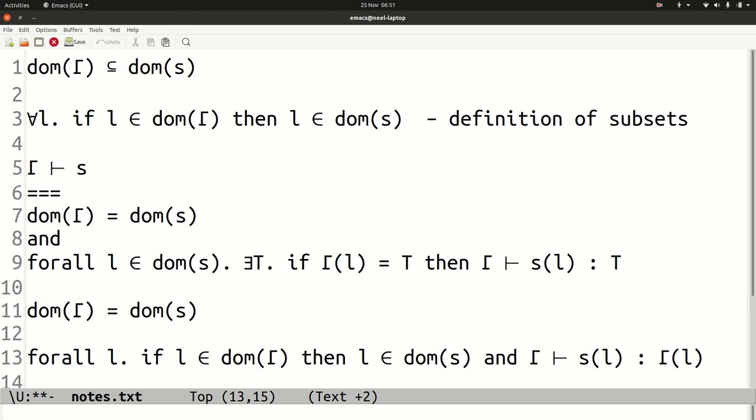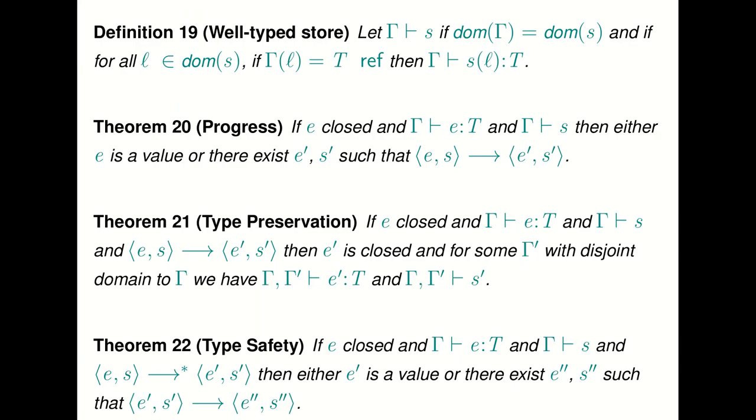And so now this condition on line 3, if L is in the domain of gamma, then L is in the domain of S, that holds automatically. And additionally, we're saying that the value stored at location L in S has the type stored in gamma at that location. And so you can see here how the well-typed store condition is a refinement, something a bit stricter than what we had before. And now that we have this, we can state progress and type preservation.